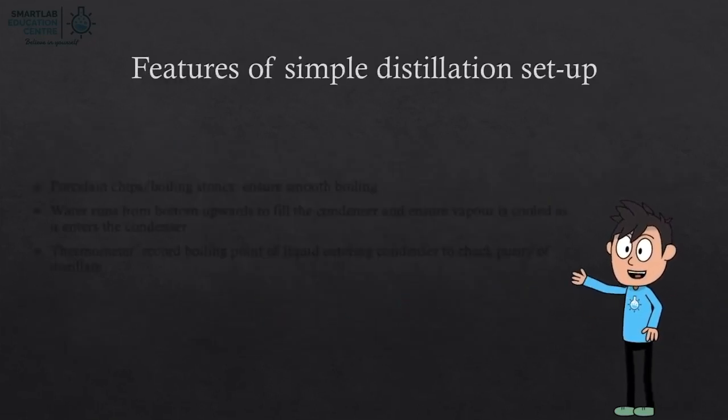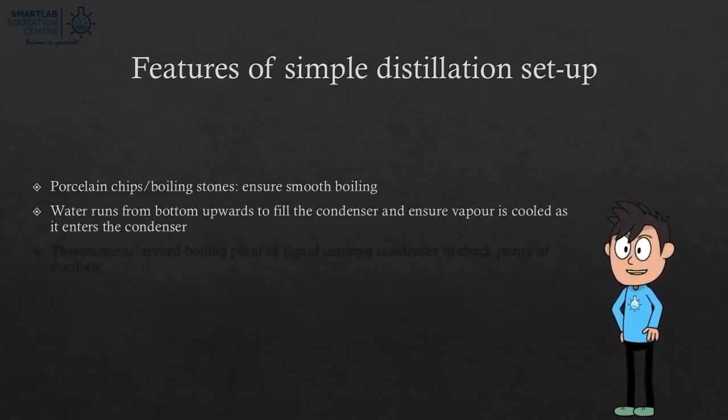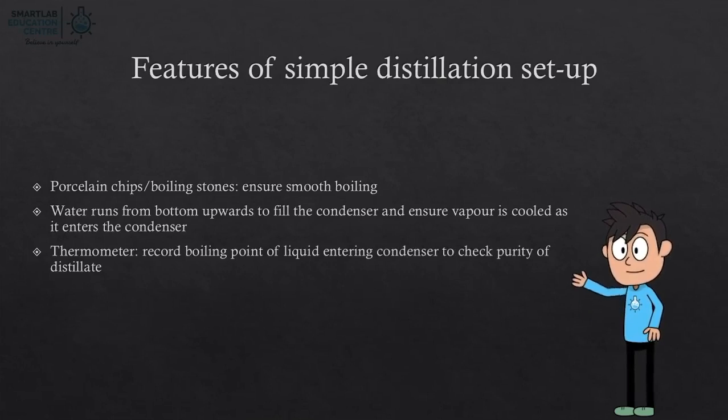Features of simple distillation setup. Use porcelain chips or boiling stones to ensure smooth boiling. Water runs from bottom upwards to fill the condenser, and ensure vapor is cooled as it enters the condenser. Thermometer, a tool to record boiling point of liquid entering condenser to check purity of distillate.